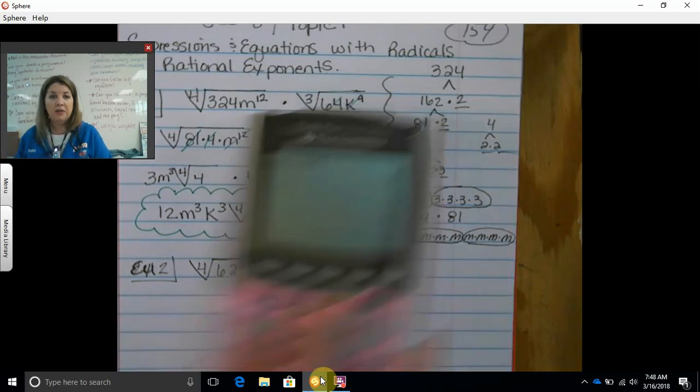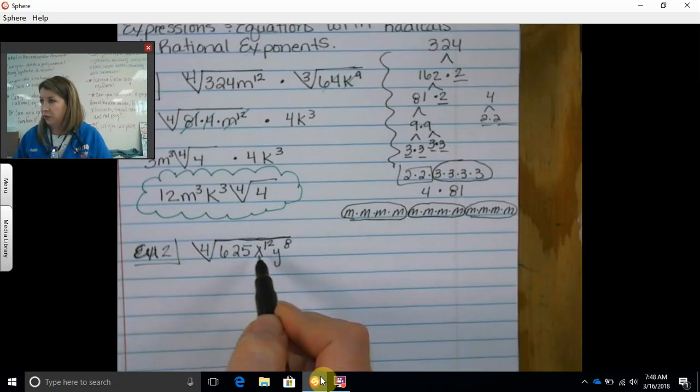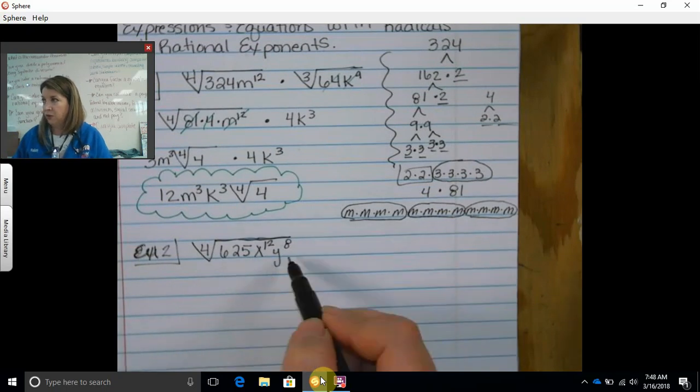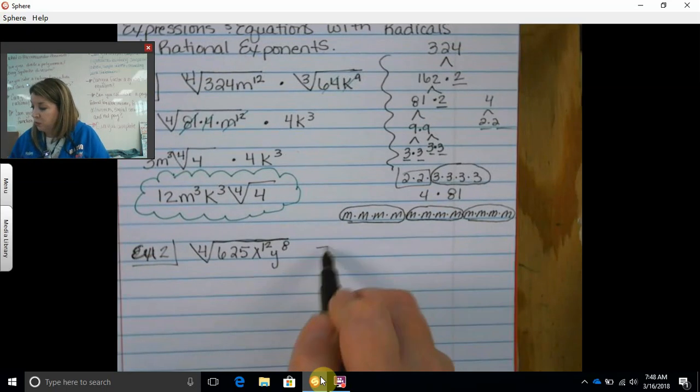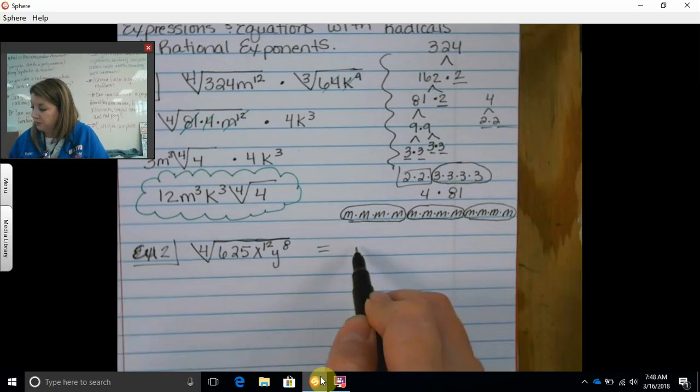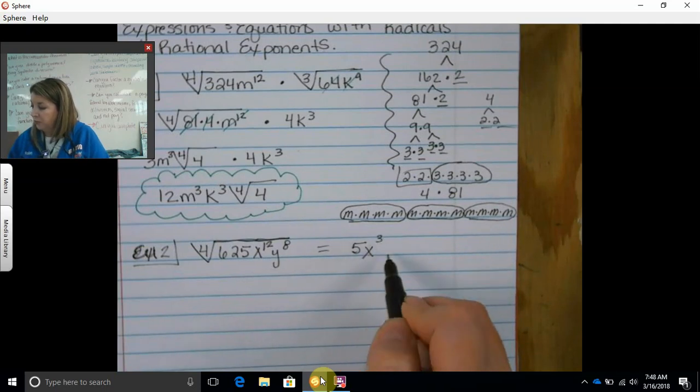All right, let me check my variables first to see if I need to rewrite them. Can I take the fourth root of x to the 12th? Yeah, what would it be? X cubed. Can I take the fourth root of y to the 8th? Yeah, what would it be? Y squared. So I don't have to do a factor tree or anything. So I'll just write, what was the fourth root of 625? 5. What's the fourth root of x to the 12th? X cubed. And the fourth root of y to the 8th is y squared.